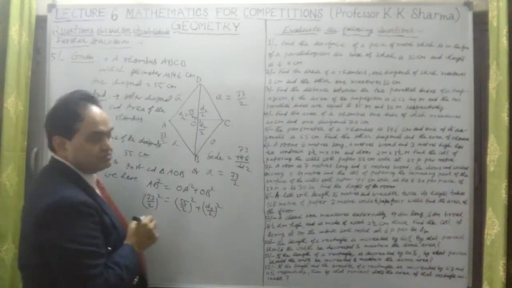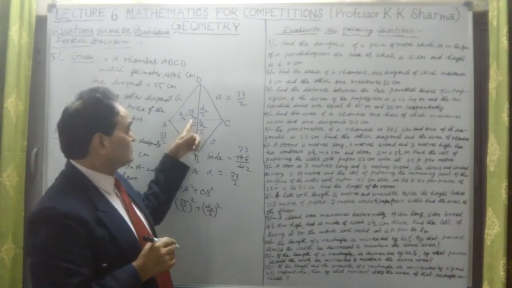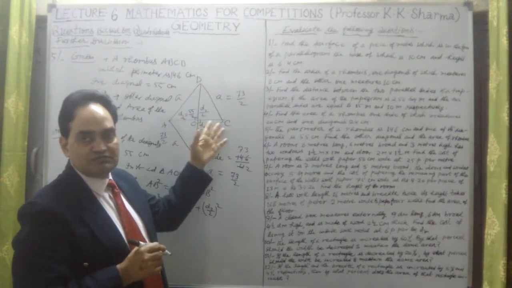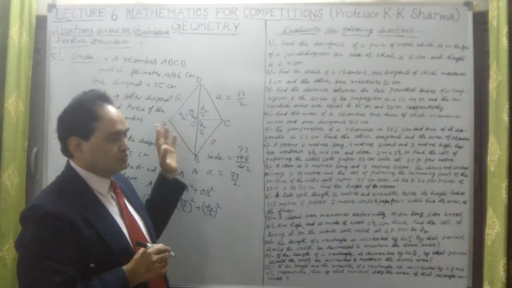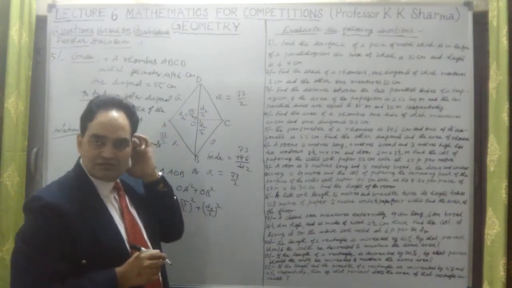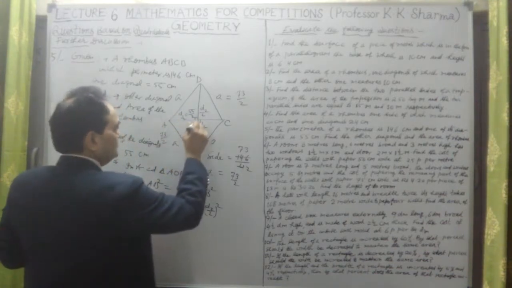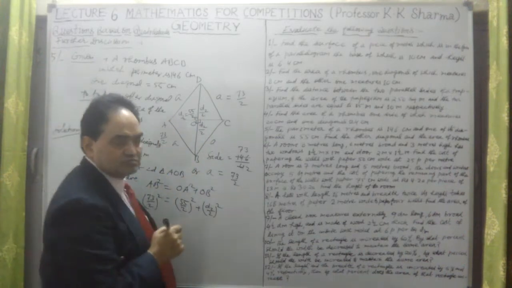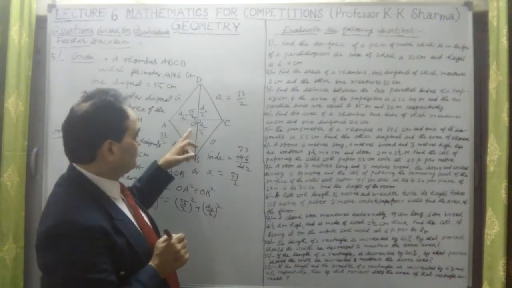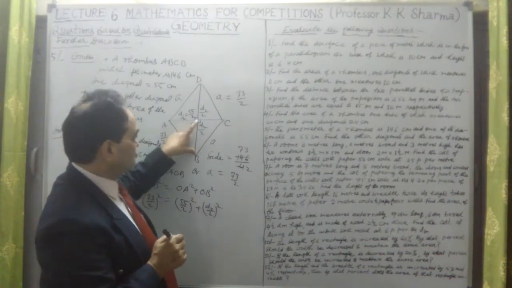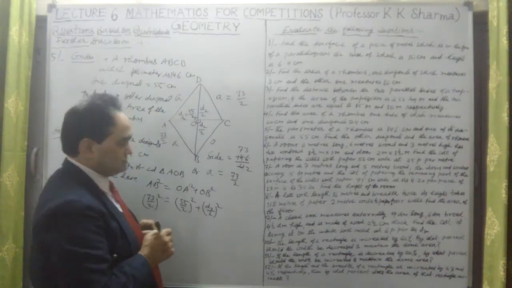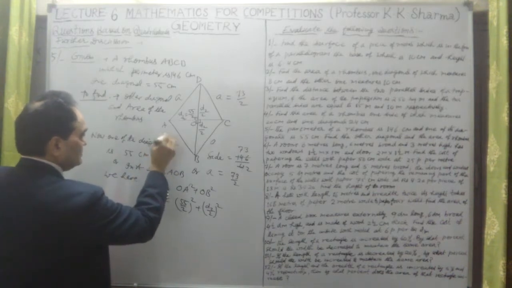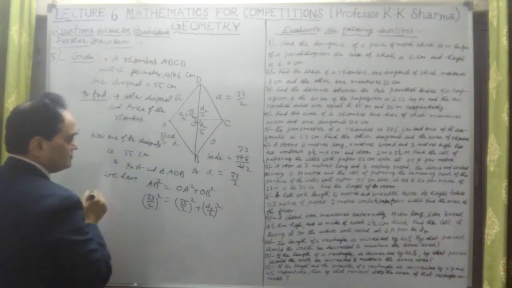Now one diagonal is given. The first diagonal d1 is 55, so d1 by 2 is 55 by 2. So half of one diagonal is given. Now in this right triangle AOB, by Pythagoras theorem, we can find the hypotenuse square. This is d2 by 2, and this is d1 by 2. d1 by 2 is given, and the side AB is also calculated as 73 by 2.